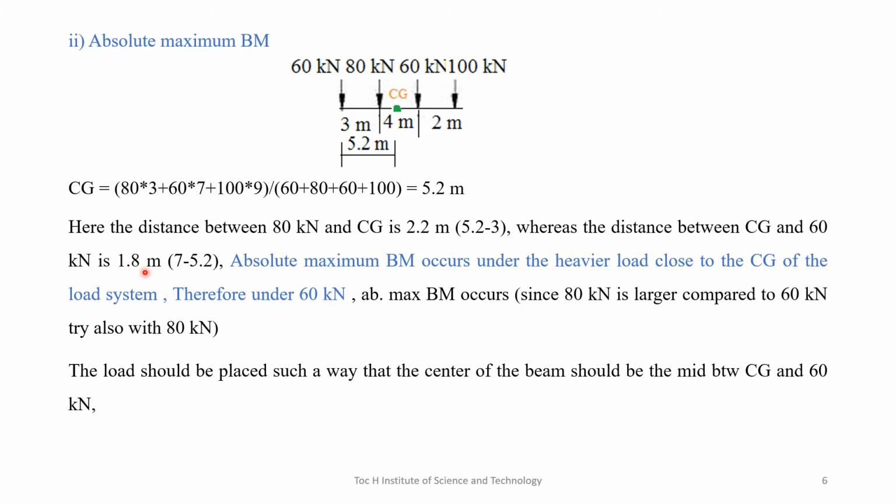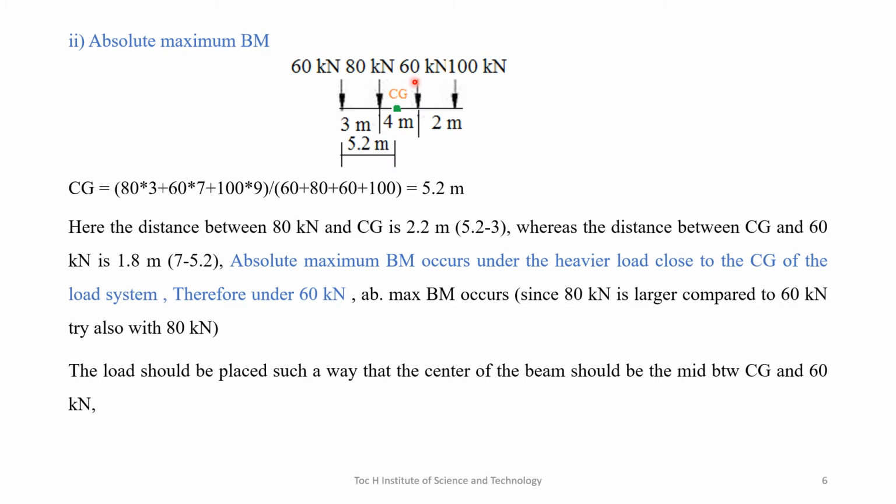So the absolute maximum bending moment occurs under the heavier load falling close to the center of gravity of the load system. So here the load 60 kilonewton is close to the center of gravity since the distance is just 1.8 meters. But the next load, that is 80 kilonewton, is more than 60 kilonewton. Okay, so we have to consider two trials.